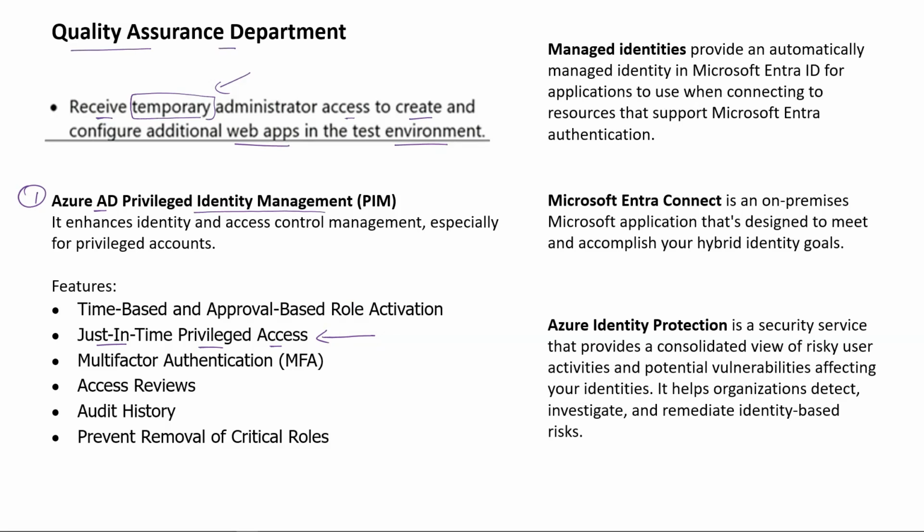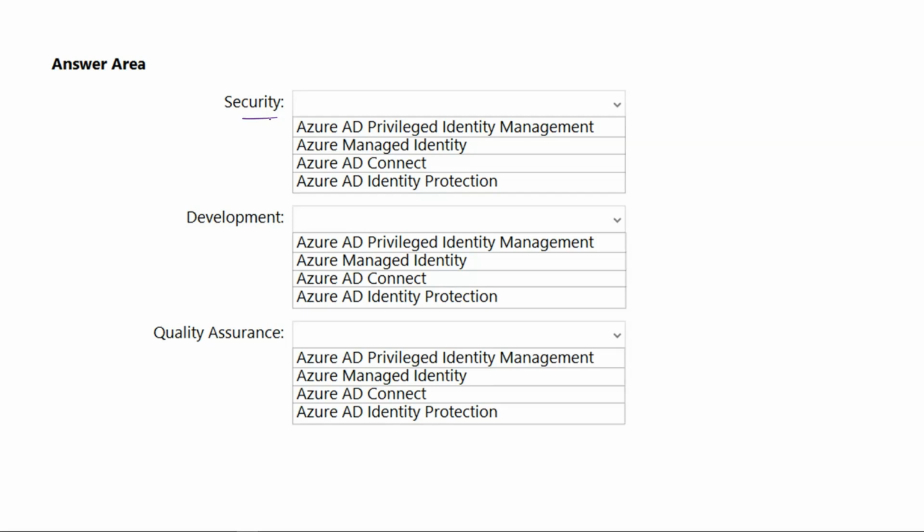Let's go back to the answer area. Therefore, for the security department requirements, we will choose Azure Active Directory Privileged Identity Management. For the development department, we will use Azure Managed Identity, and for quality assurance, we will use Azure Active Directory Privileged Identity Management.